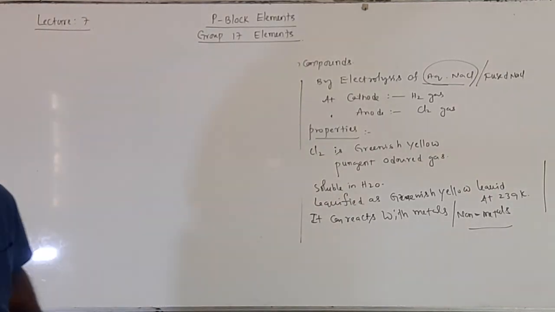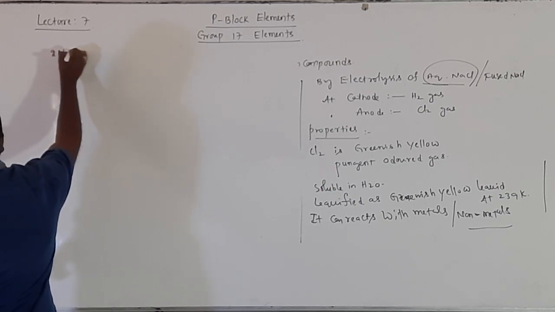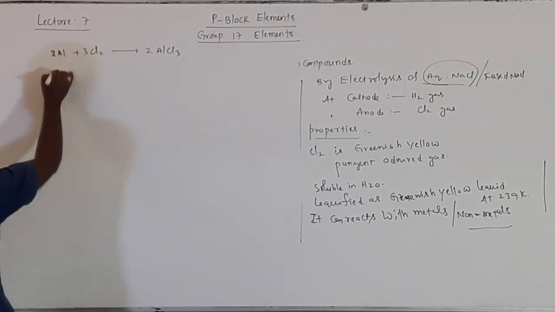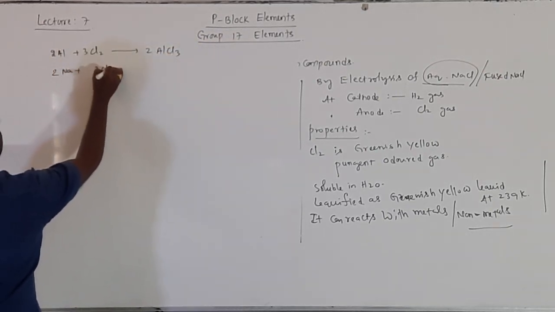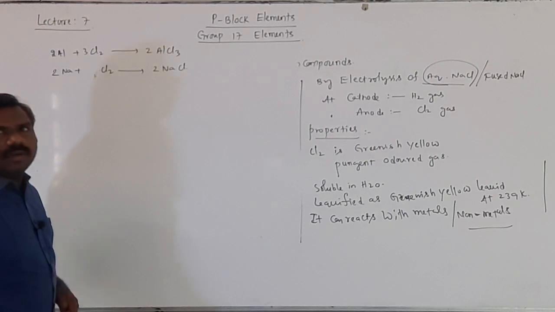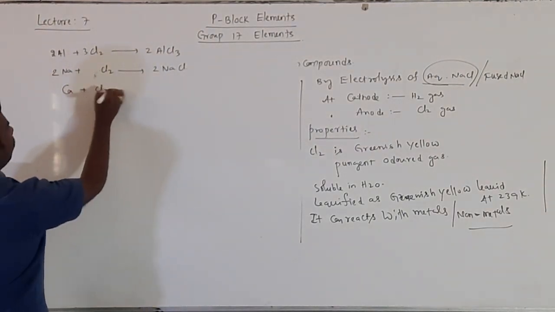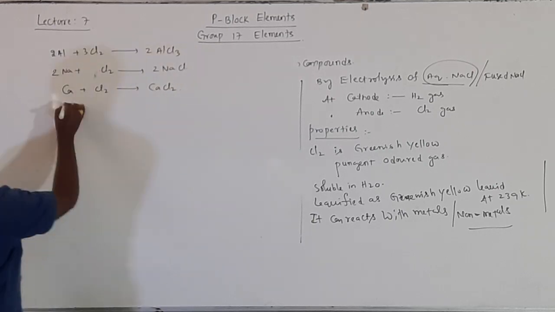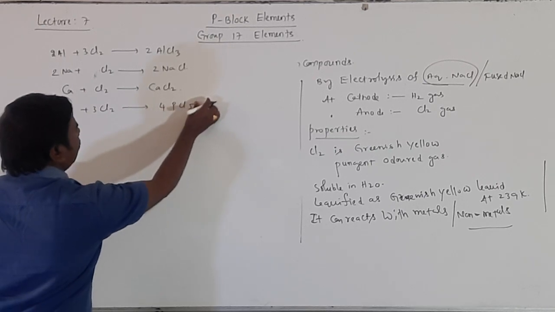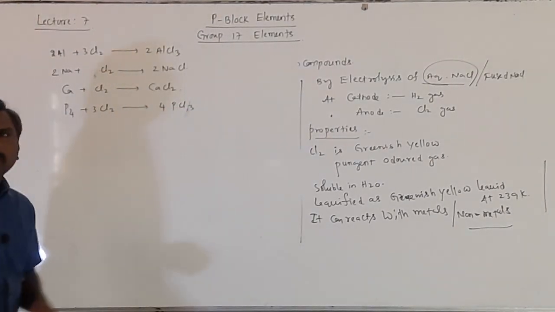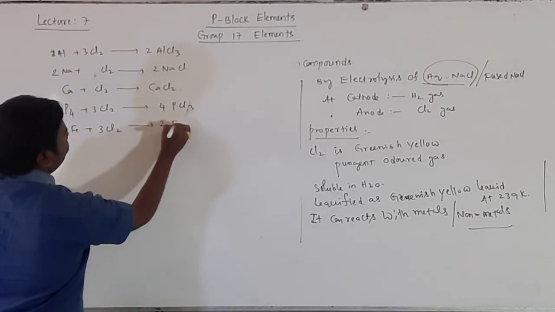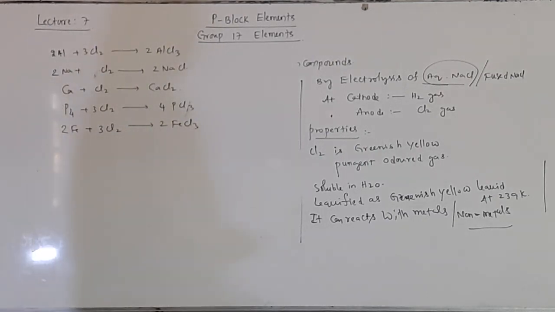Okay, first one is aluminum. 2 moles of aluminum react with 3 moles of chlorine, then give rise to aluminum chloride. 2 moles of sodium react with 1 mole of chlorine, giving 2NaCl, sodium chloride. Calcium reacts with chlorine, giving calcium chloride. Phosphorus reacts with chlorine, giving phosphorus trichloride, otherwise phosphorus pentachloride. Both are possible. Iron reacts with chlorine, giving 2FeCl3. Ferric chloride will be formed.